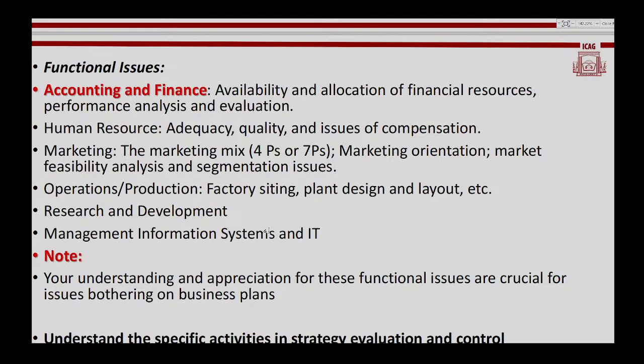It could be that this time they may decide to bring operations management, which is production, right? Procurement, factory setting, plant design, the Lynch and Cross performance pyramid. Are you getting it? IT systems, which last night it was likely, but they didn't bring it. It could mean this that they may bring it. May is conditional, right? So your understanding and appreciation for these functional issues are crucial for issues bordering on business plans. So remember, I was telling you that even in the business plan, these things are very important. I hope that is okay.